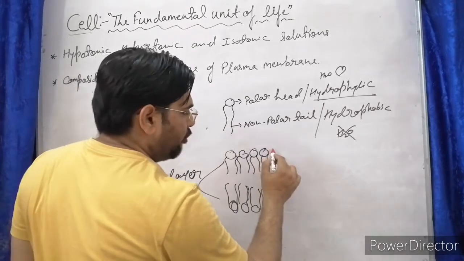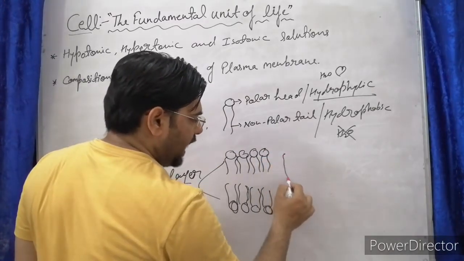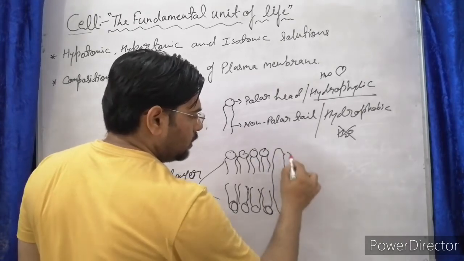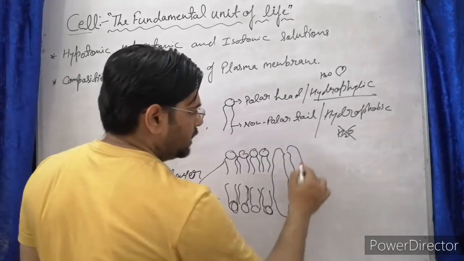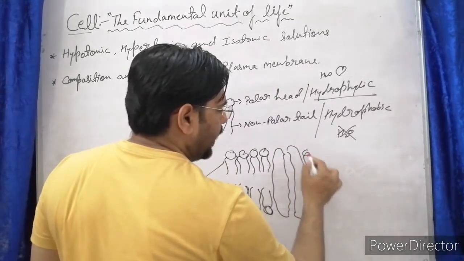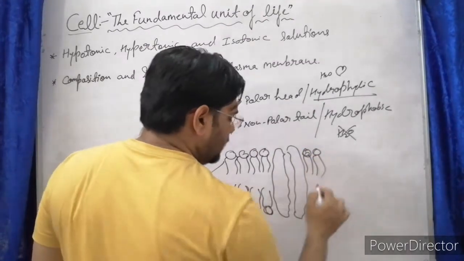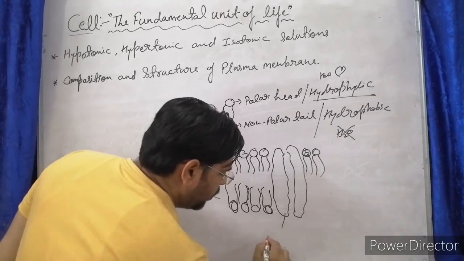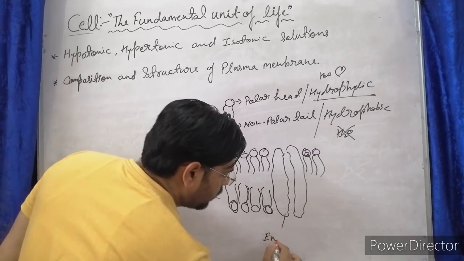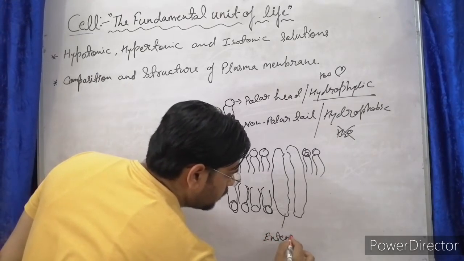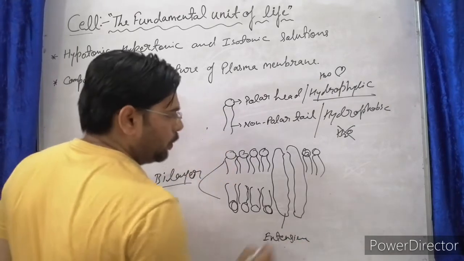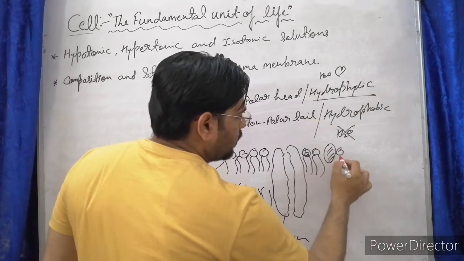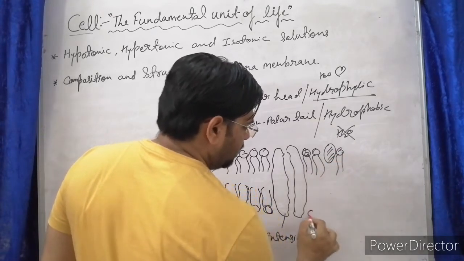In this bilayer of phospholipid, there are some protein channels. This is the protein channel. Besides this, there are two types of proteins. This is extrinsic protein. Sorry, intrinsic protein. This is intrinsic protein, and this is extrinsic protein.